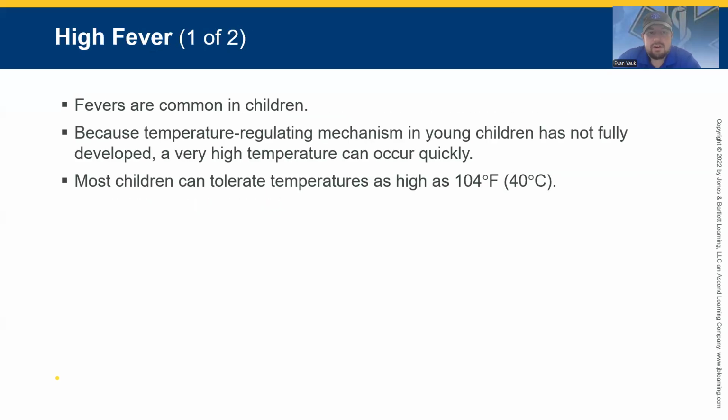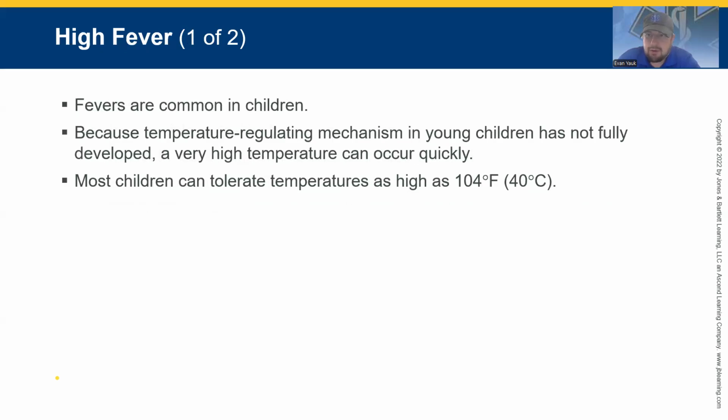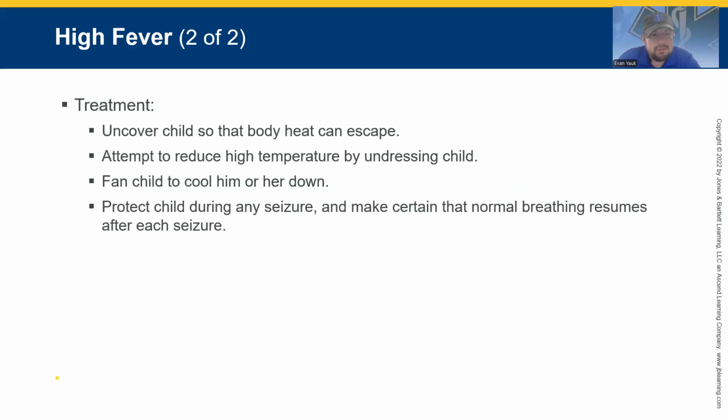So high fevers. Fevers are common in children because the temperature regulating mechanism in a young child has not fully developed. A very high temperature can occur quickly. Most children can tolerate temperatures as high as 104. Remember that as that temperature goes up, so does the heart rate. Uncover the child so the body heat can escape. Attempt to reduce high temperatures by undressing that child. Fan the child to cool him or her down. Protect the child during any seizure, and make certain that normal breathing resumes after each seizure.